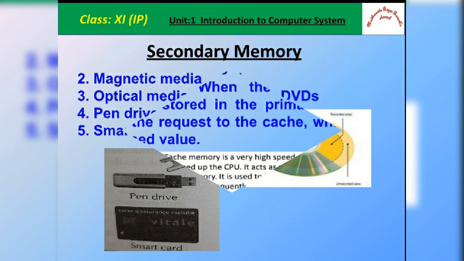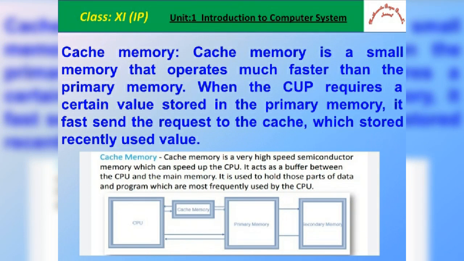Then one more memory is here, the cache memory. The cache is a small memory that operates much faster than the primary memory. When the central processing unit, CPU, requires a certain value stored in the primary memory, it first sends the request to the cache, which stores recently used values. If the required value is already present in the cache, it is made available to the CPU very quickly because the cache memory is much faster than the primary memory.